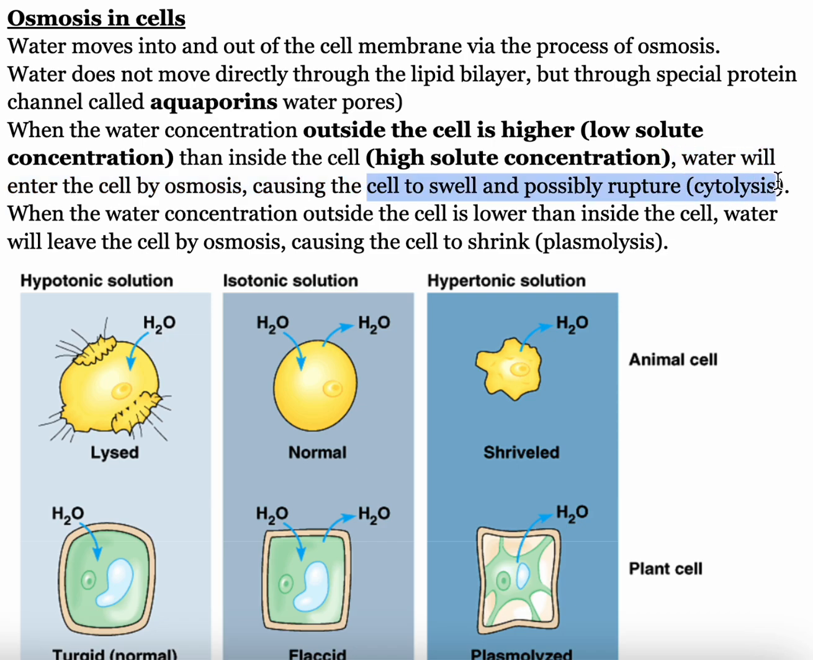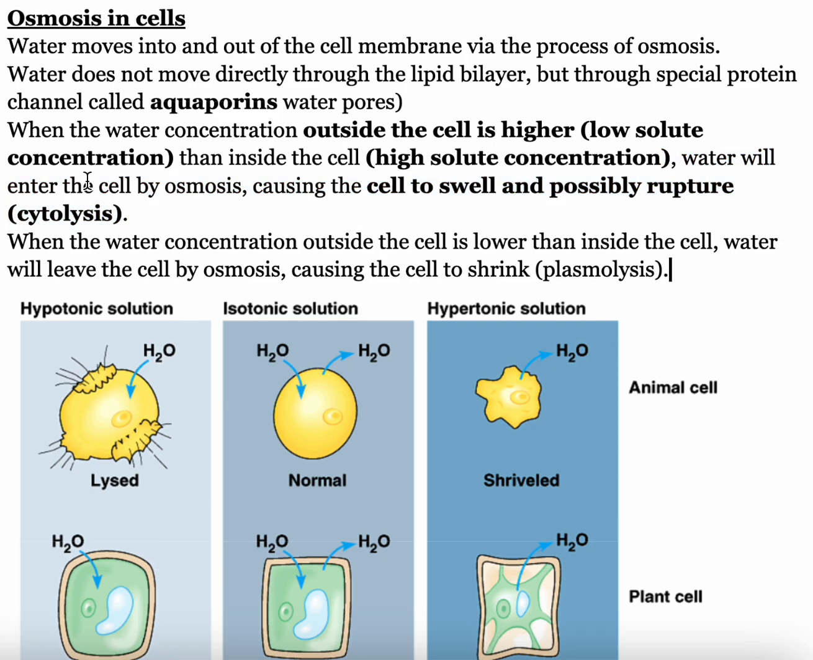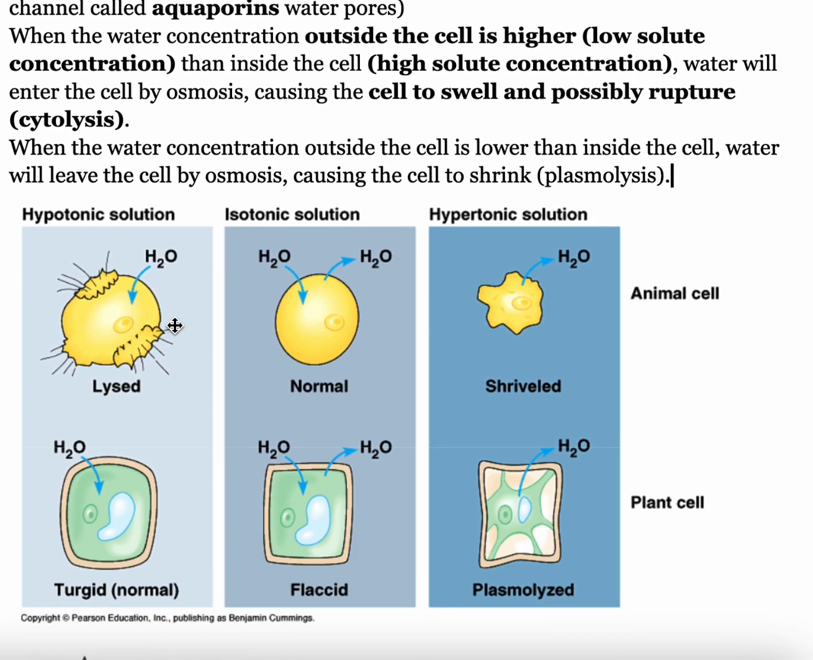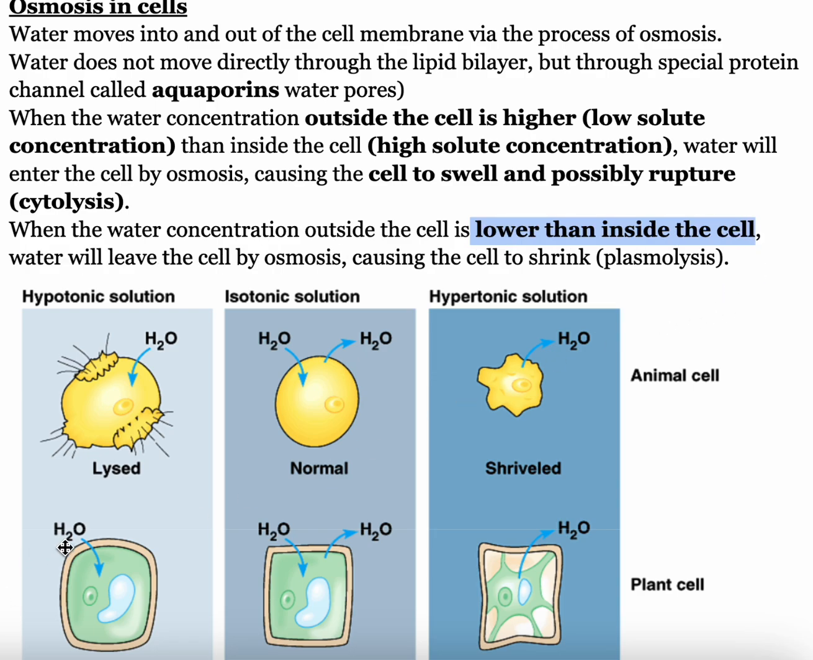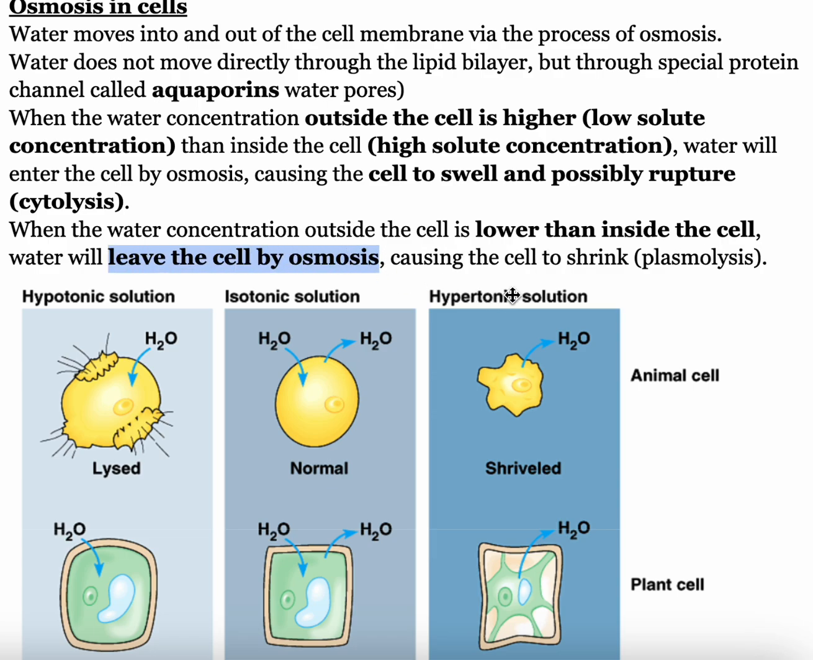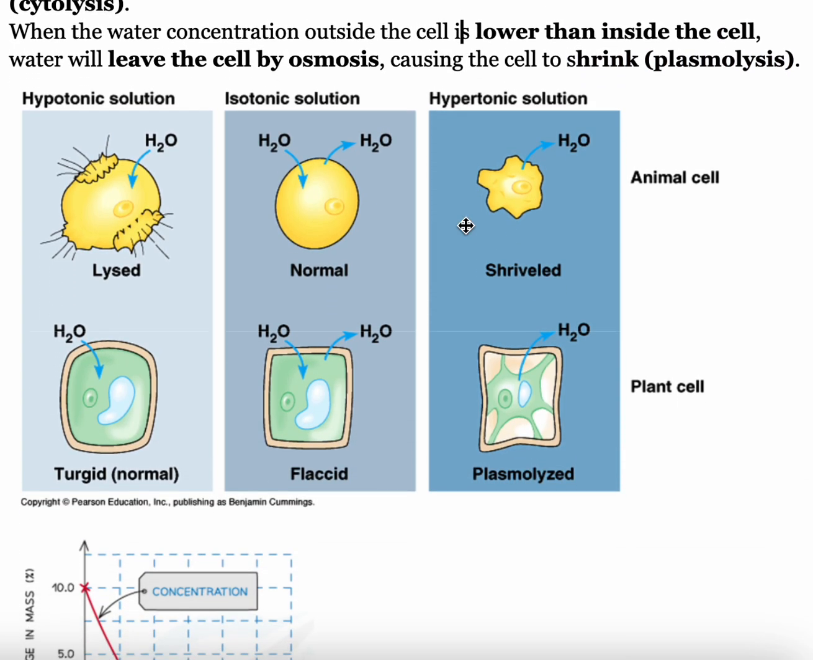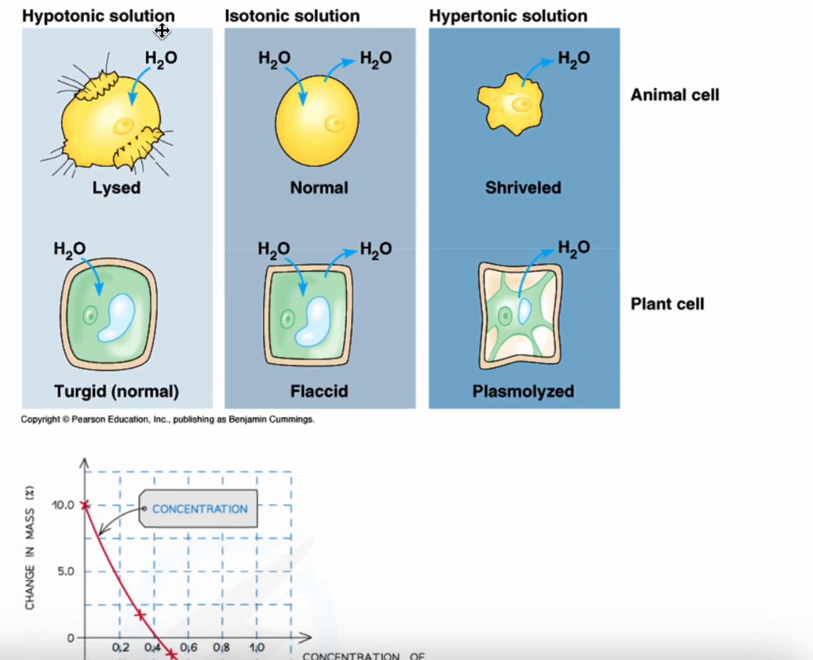So when the water concentration outside of the cell is higher, which means it's low cellular concentration, than inside the cell, which is high cellular concentration, water will enter the cell by osmosis, causing the cell to swell and possibly rupture. This rupturing is called cytolysis. When the water concentration outside of the cell is lower than inside the cell, water will leave the cell by osmosis, causing the cell to shrink, which is called plasmolysis. So this is a hypertonic solution, this is an isotonic solution, and this is a hypertonic solution. Now these names might get very confusing. You're just gonna have to remember them.